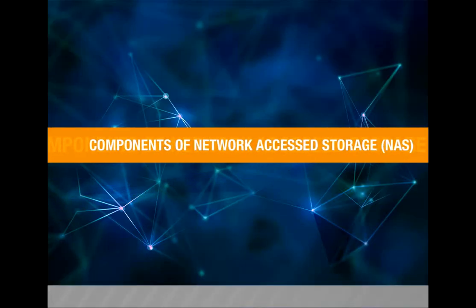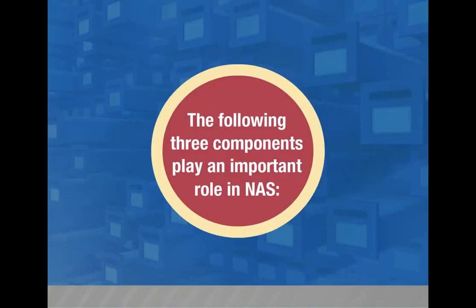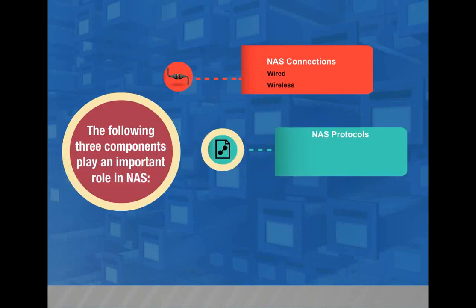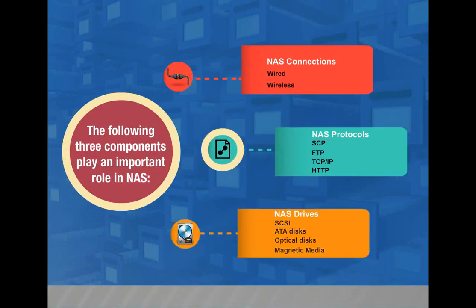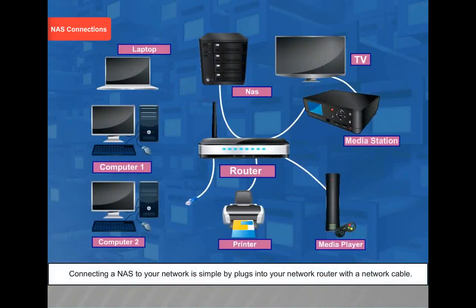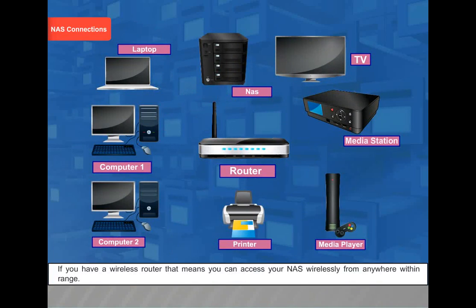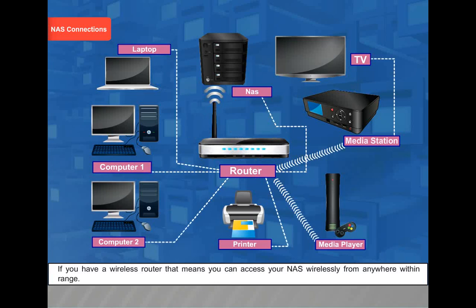Components of Network Accessed Storage (NAS). In this video, we are going to learn about the components of Network Accessed Storage (NAS). The following three components play an important role in NAS: NAS connections, NAS protocols, NAS drive. NAS connections. Connecting a NAS to your network is simple: it plugs into your network router with a network cable. If you have a wireless router, that means you can access your NAS wirelessly from anywhere within range. NAS allows you to put all your files in a single server location that gives you access to them from any of your computers or devices.